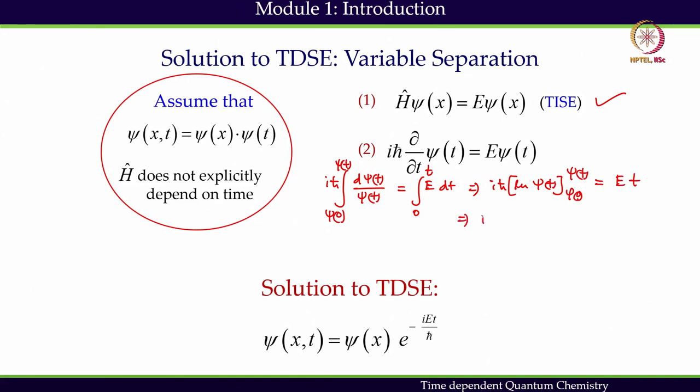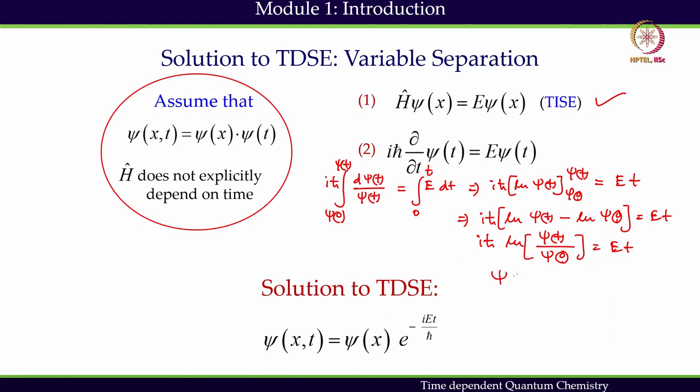or, with i h-cut, ln psi t minus ln psi 0 equals Et, or i h-cut ln of psi t by psi 0 equals Et. Or we can write psi t equals psi 0 e to the power minus i E t by h-cut.